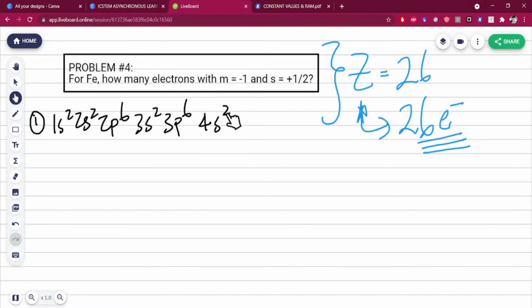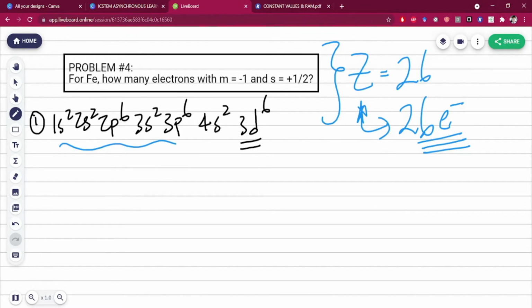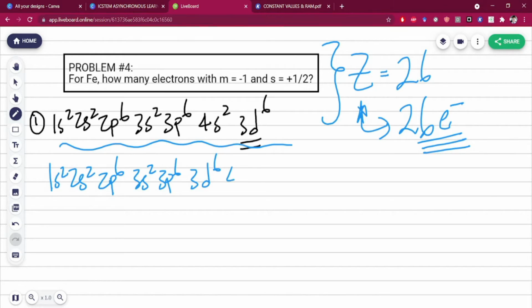Now you have gone into the 4s2, and this time you're going to start filling in the 3d6. But now that you have started to fill in 3d, you need to rewrite this whole thing. So you're going to write that again: 1s2, 2s2, 2p6, 3s2, 3p6, 3d6, 4s2. So that's how you're going to write it.